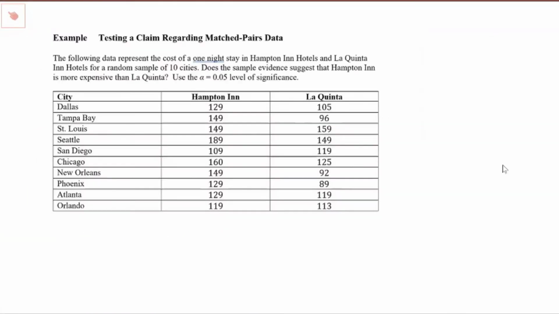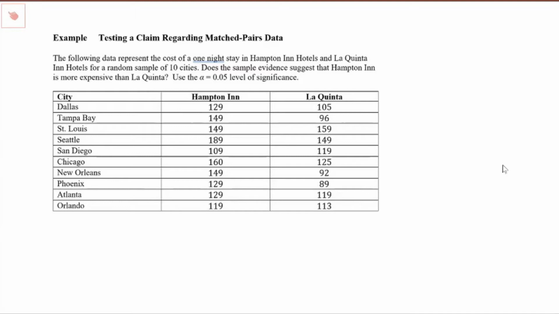So the following data represent the cost of a one-night stay in Hampton Inn hotels and La Quinta Inn hotels for a random sample of 10 cities. Does the sample evidence suggest that Hampton Inn is more expensive than La Quinta? And we're going to use the 0.05 level of significance. First and foremost, it's important to note that this is in fact matched pairs data because the observations are matched by city location.